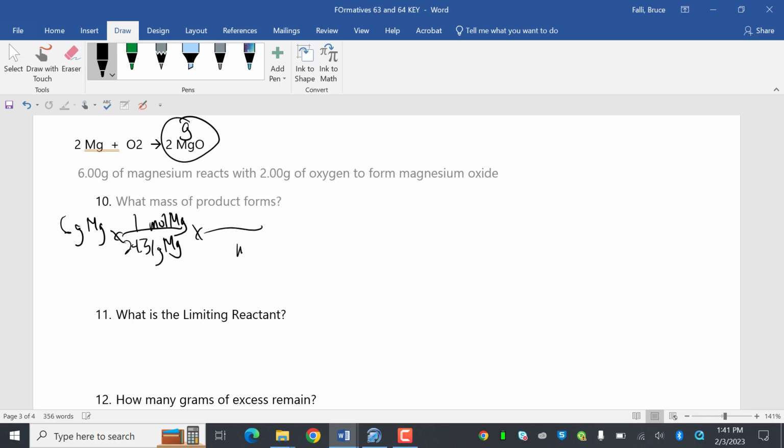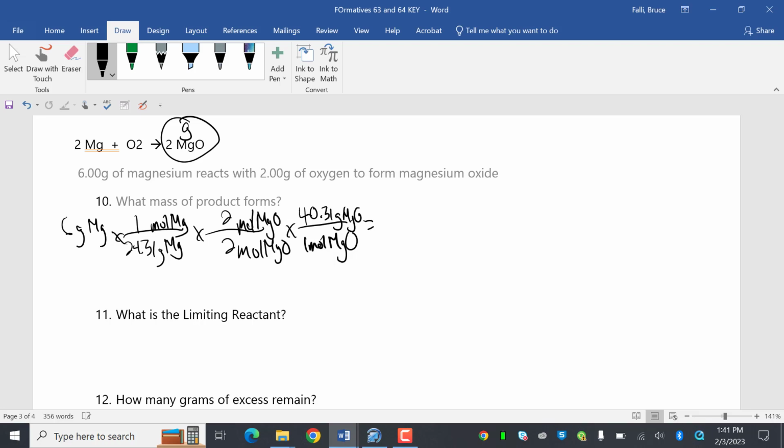So now I'm in moles of magnesium, and I want to go into grams of MgO, but first I have to go into moles of MgO. Moles over moles, use coefficients 2 and 2. Then I have 1 mole of MgO, which is 24.31 plus 16, 16 is oxygen, so 40.31. That's 6 divided by 24.31 times 2 divided by 2 times 40.31, which is 9.95.